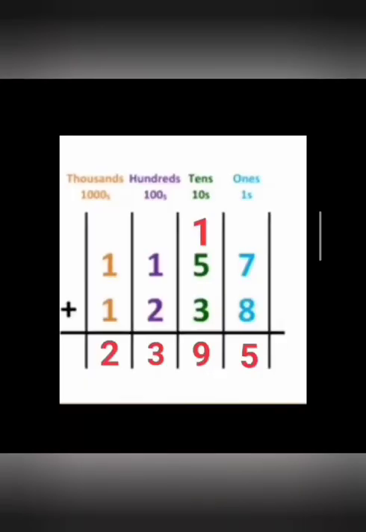Now look at the thousands column. 1 will be added with 1, resulting in 2. So the final answer is 2395.